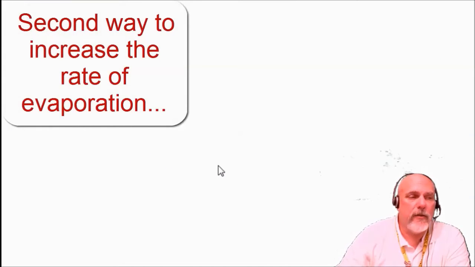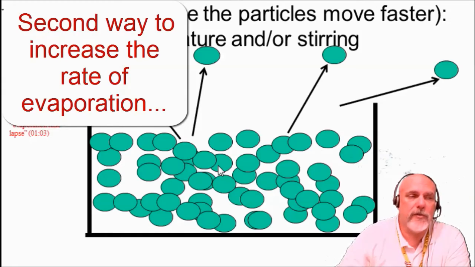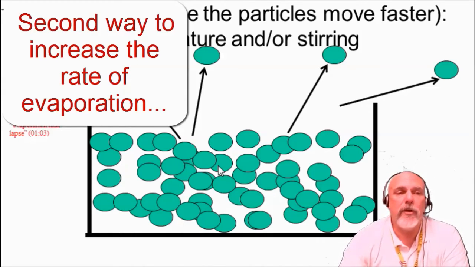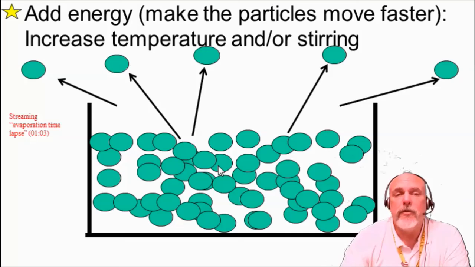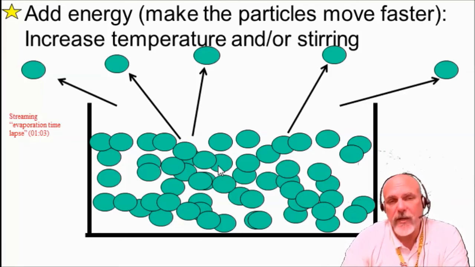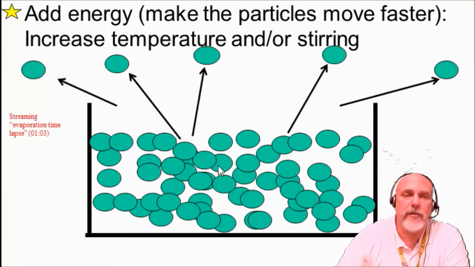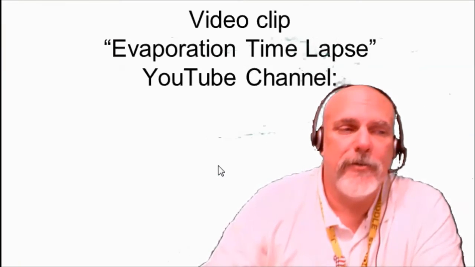The second way that we can increase the rate of evaporation is to add energy. So in other words, we want to make the particles move faster. We can do that through increasing the temperature, like heating it up, putting it on a stove, putting things out in the sun, or we can stir it or shake the particles, and that could increase the amount of kinetic energy as well. Here's a video clip.